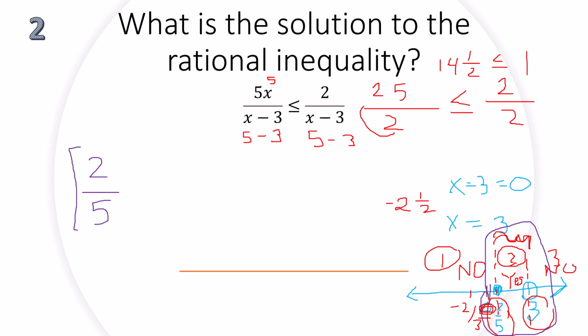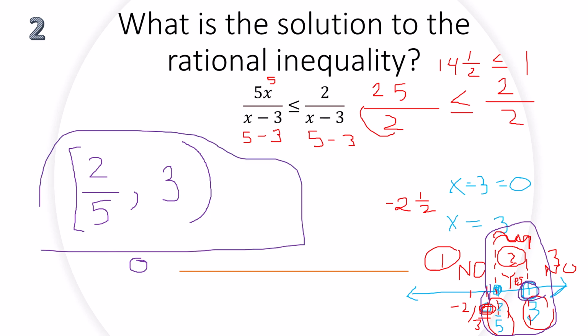We would use a hard bracket. Okay, and then I'm going to put a comma, which means in set notation from 2/5 to the number 3 and everything in between. But we're not going to include 3, so we use a soft bracket. It's almost like drawing a circle or that open hole right there. We don't want to forget that that's where we have a hole or an asymptote. Okay, so this is our solution.